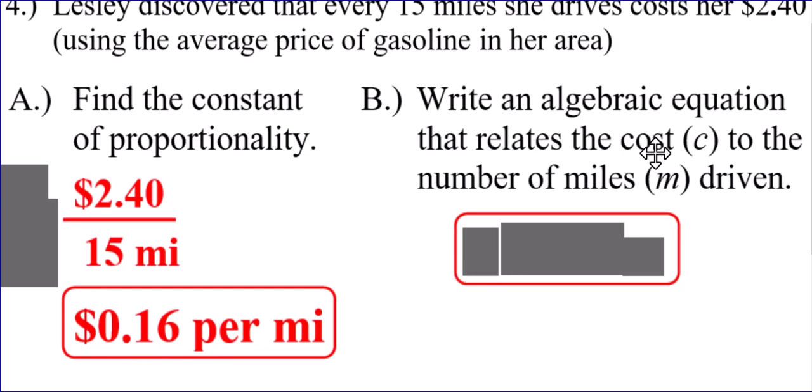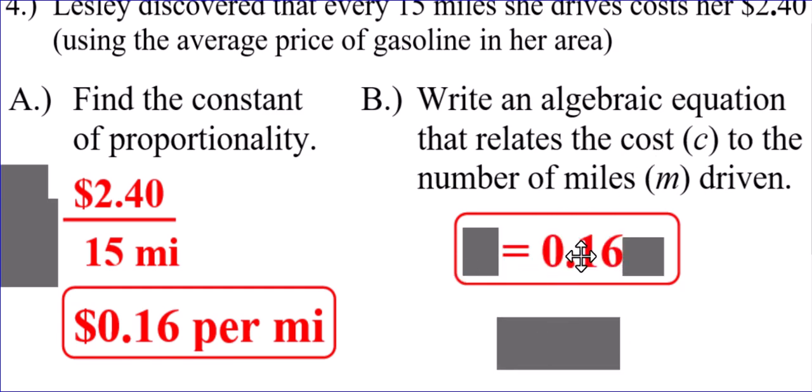Now, part B. What should your 0.16 get multiplied to? What variable should go here, the C or the M? Well, it's per mile. Per mile means times to the miles. So did you have the miles multiplied to the 0.16? If not, get your eraser moving and fix it. It didn't say per cost, it said per mile. So M is times to the 0.16. The cost will go on the other side.